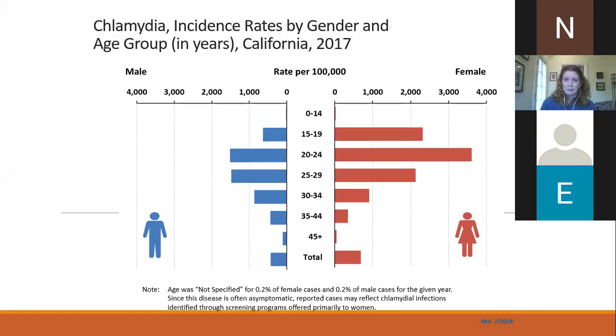And this is what it looks like. Again, we see most of the cases in people younger than 25 years of age. I think the total number on the curve is higher in females versus males, mostly because females get tested more than males do. They come in to clinics for a lot of different reasons and get more testing. This has been the shape of chlamydia for decades now.